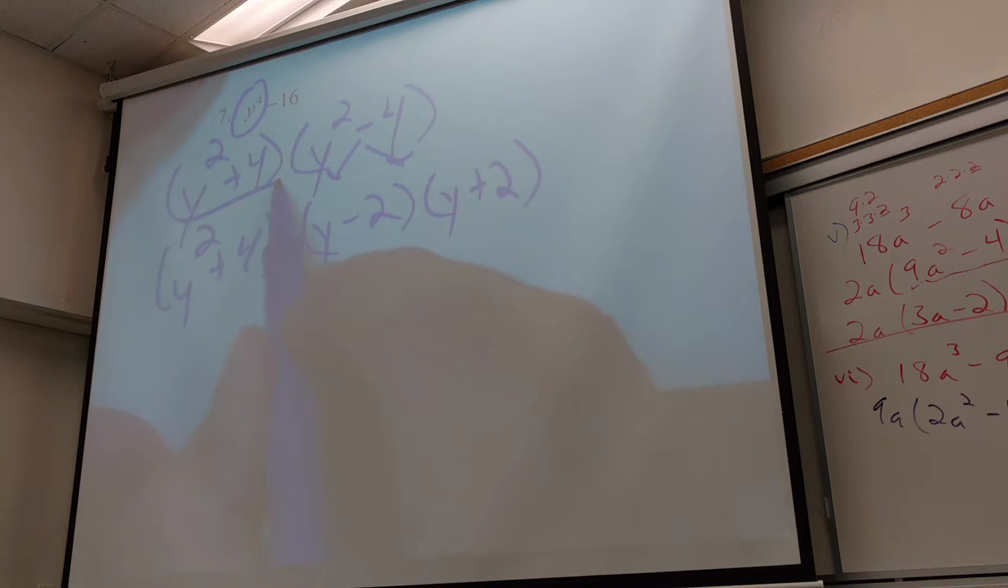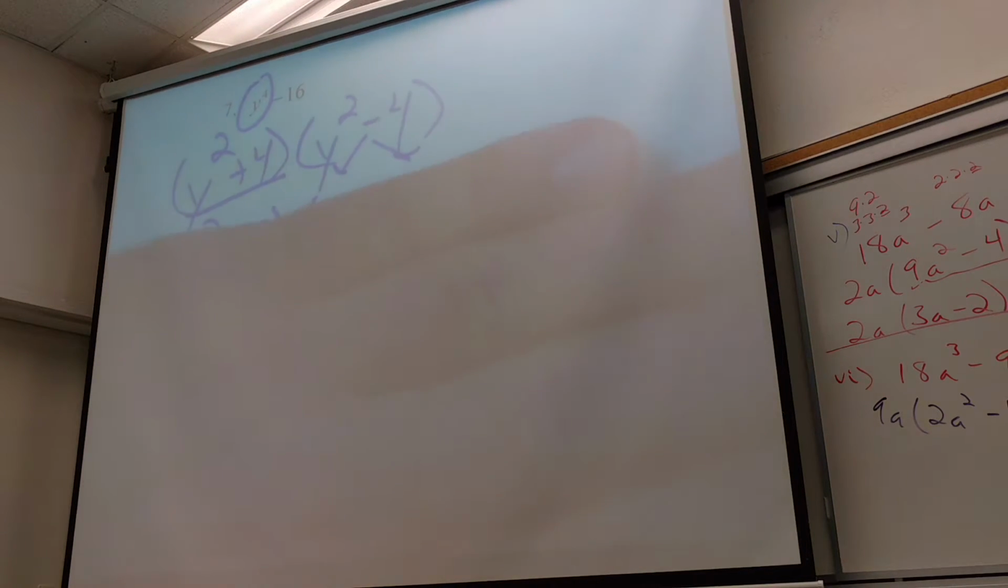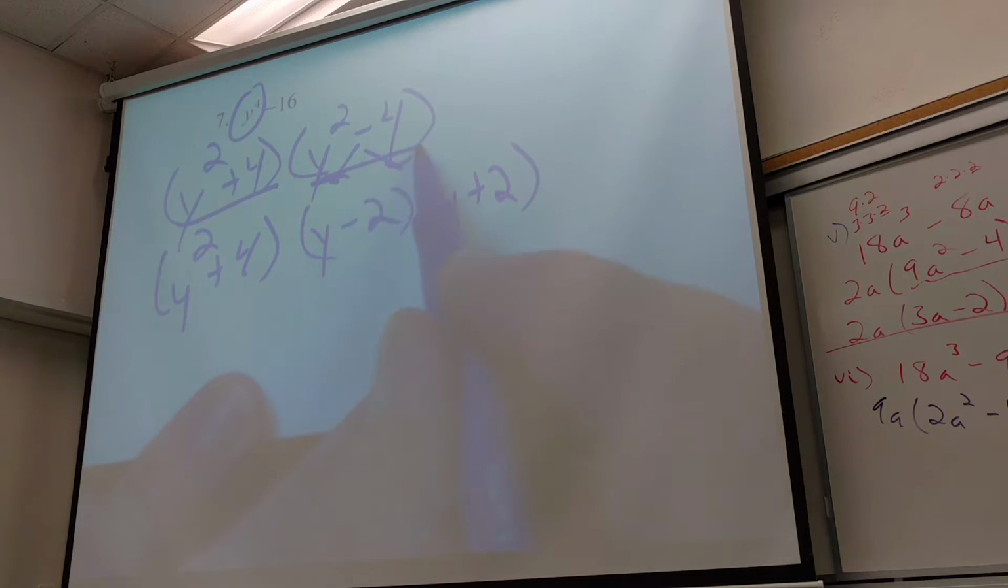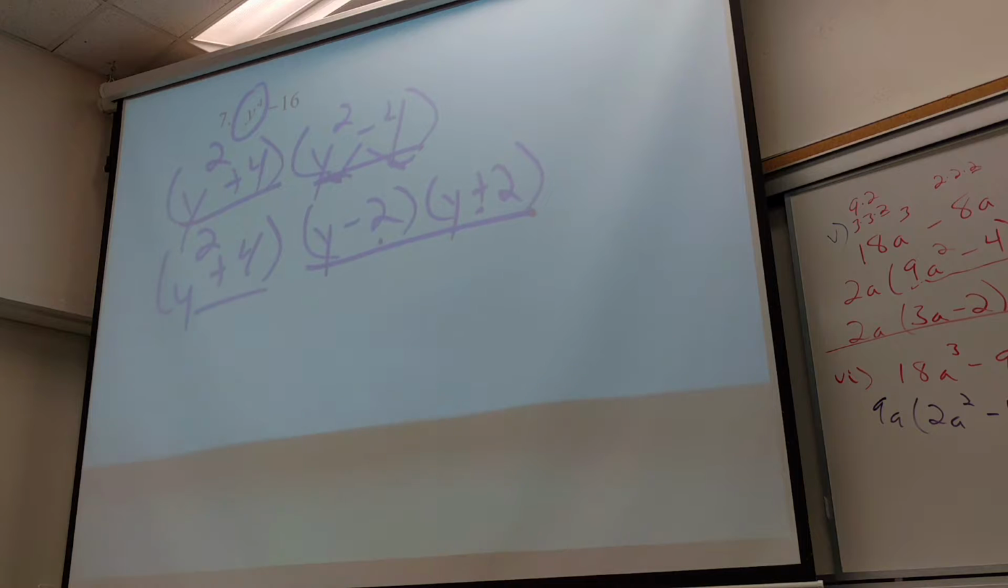So y squared plus 4, that's one piece of the answer on the second step, right? But that's a sum of squares. Can't do anything with them. Y squared minus 4, that's a difference of squares. I can factor them. So I've got to replace this with what it is. And then I'm done, because these can't go any further, and that's a sum of squares. I know I'm done then.